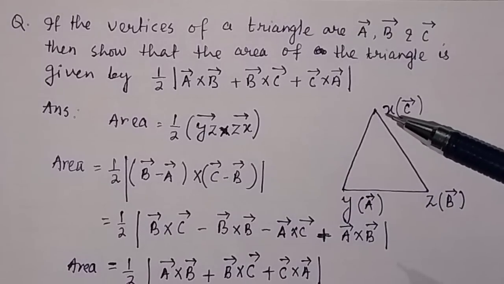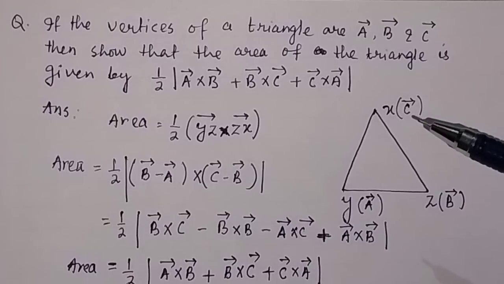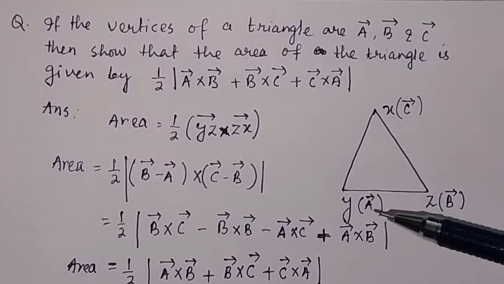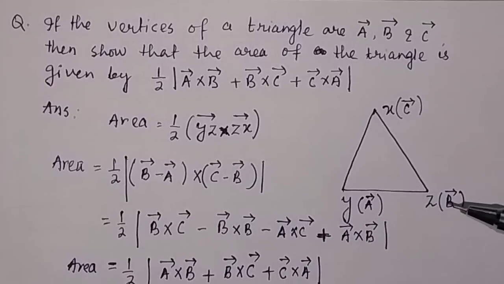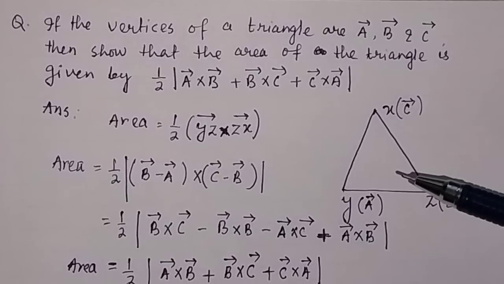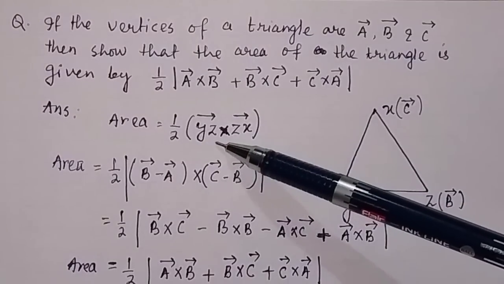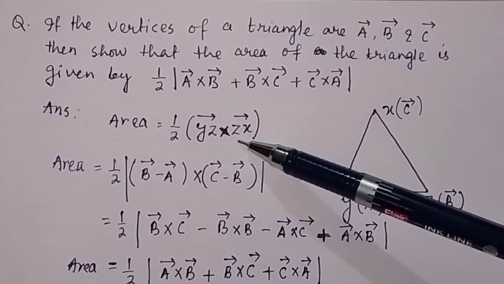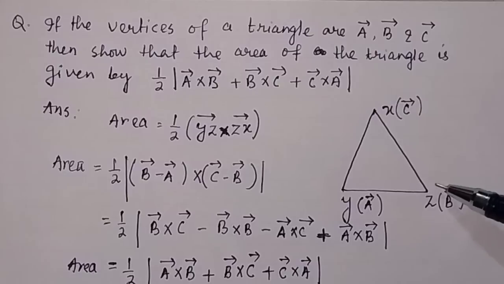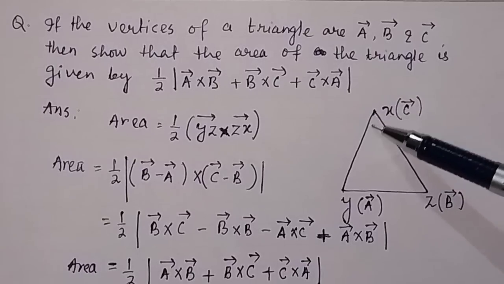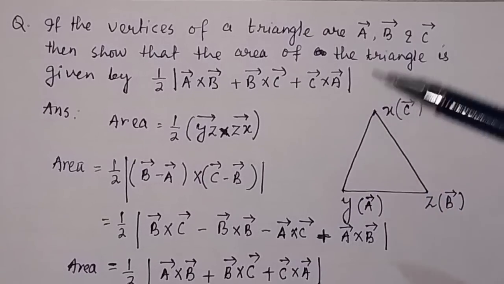And this vertex X is represented by C vector, Y vertex is A vector, Z vertex is B vector. And we know to find the area of a triangle, we have to use this formula. That is, area is equal to half into YZ cross ZX. YZ cross ZX. You cannot take the vector YX.